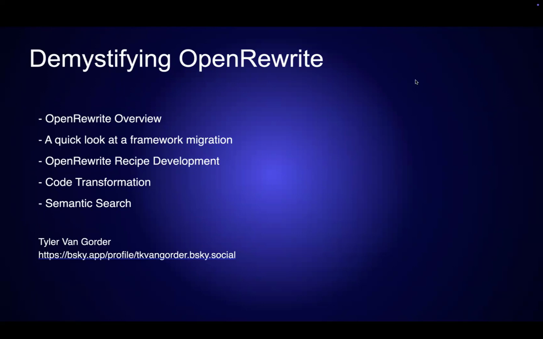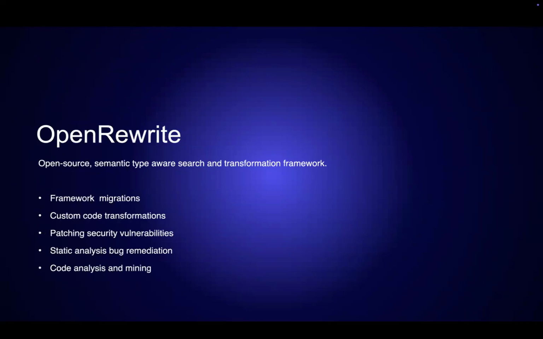I'll dive in a little bit about what OpenRewrite is all about. OpenRewrite at its core is an open source semantic search and transformation framework. And what that means is, a fancy way of saying it takes source code and converts it into what are called LSTs. Traditionally you'll hear ASTs. These are what compilers take source code and convert to an abstract syntax tree, and that's what they use to then convert it to machine code.